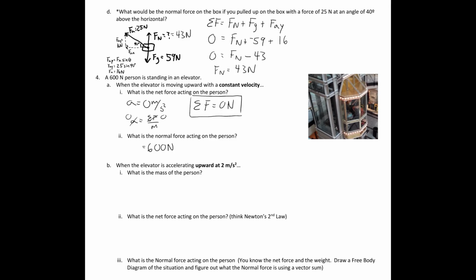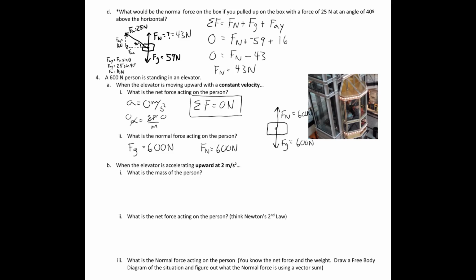Is that the mass or the weight? That's right, it's the weight, Fg. If Fg is equal to 600 newtons, if we draw our free body diagram, and you're moving at a constant velocity, these two forces must be balanced. If this is 600 newtons, the normal force is 600 newtons. So Fn is equal to 600 newtons.